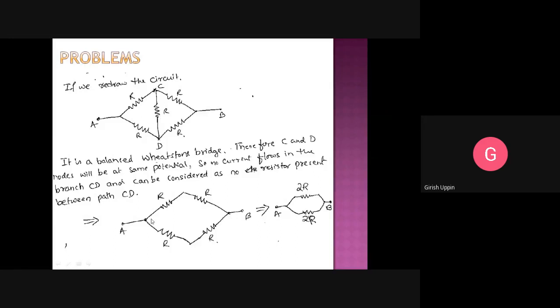Then what happens is we get this resistor connected in series with this resistor. Similarly, this resistor is connected in series with this resistor, and these two series combinations are connected in parallel. So this series resistor total resistance would be 2R. This series equivalent value would be 2R. 2R and 2R connected in parallel.